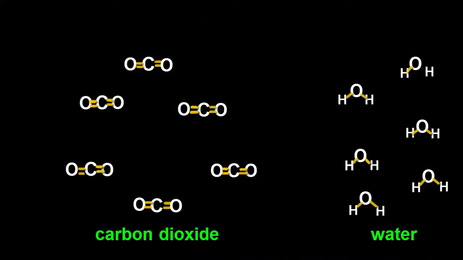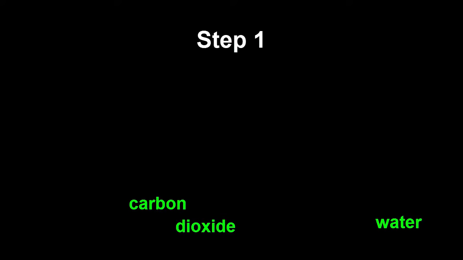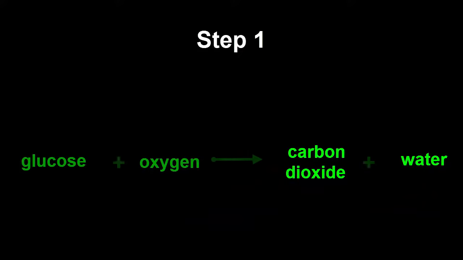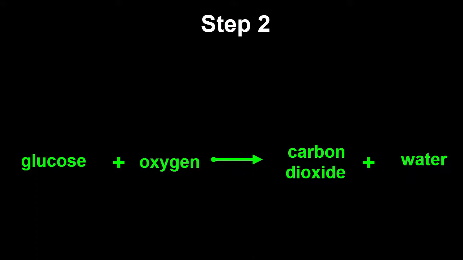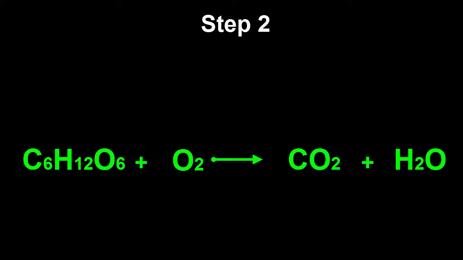Let's do the steps to balance the chemical equation for respiration. Step 1. Write the reactant and product names. Step 2. Convert the names into formulas. Glucose is C6H12O6, oxygen is O2, carbon dioxide is CO2, and water is H2O. These can't change from now on. Step 3. Pick an atom type that doesn't balance and fix it with a coefficient.